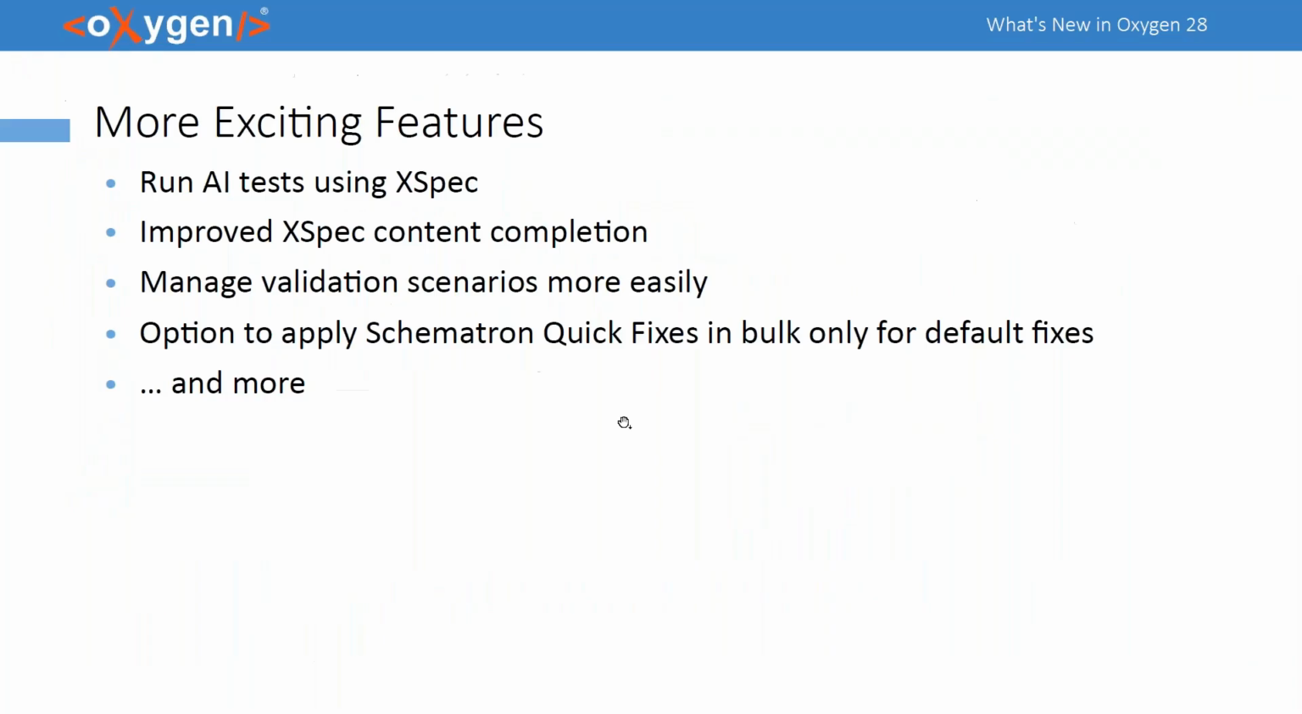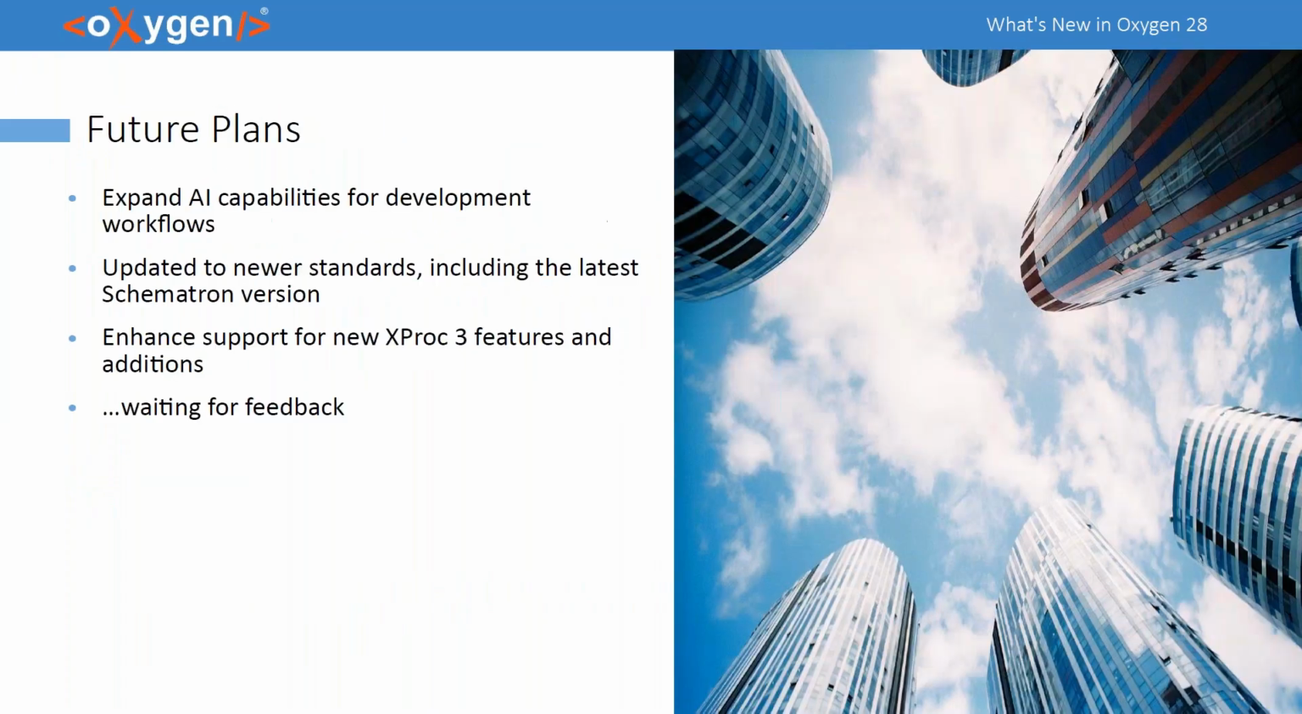There are also other improvements on content completion for XProc. We improved also the support for validation, so you can easily choose what type of validation you use for the current file. We improved the support for applying all quick fixes. So now you can choose only the default fixes and define the fixes that you want. I added just this one here, but there are also other features that you can check on our release notes, and you can explore in Oxygen and you'll discover them.